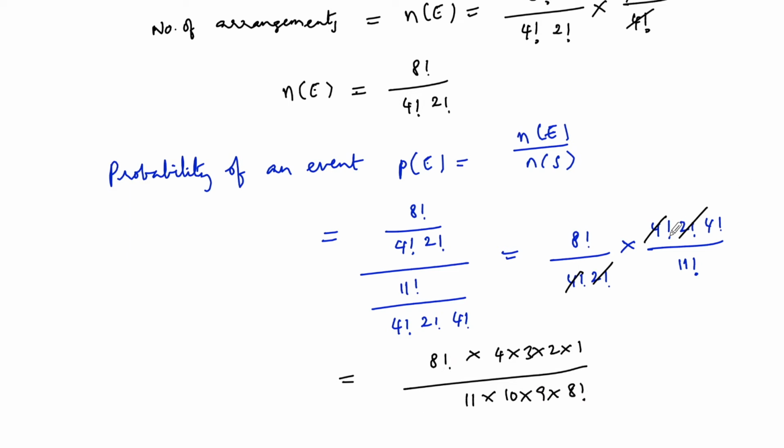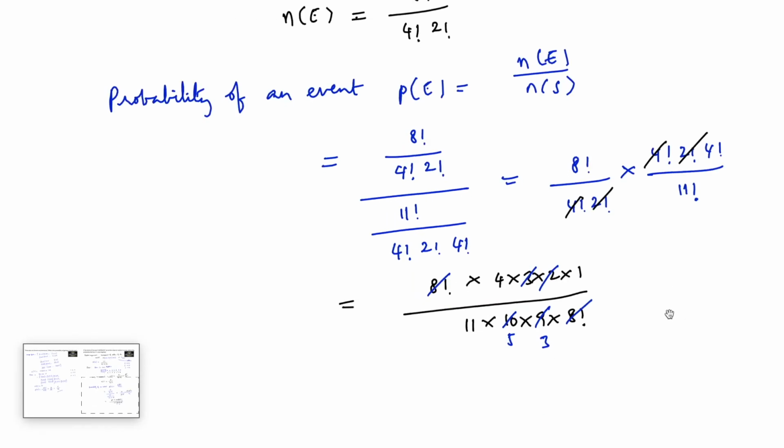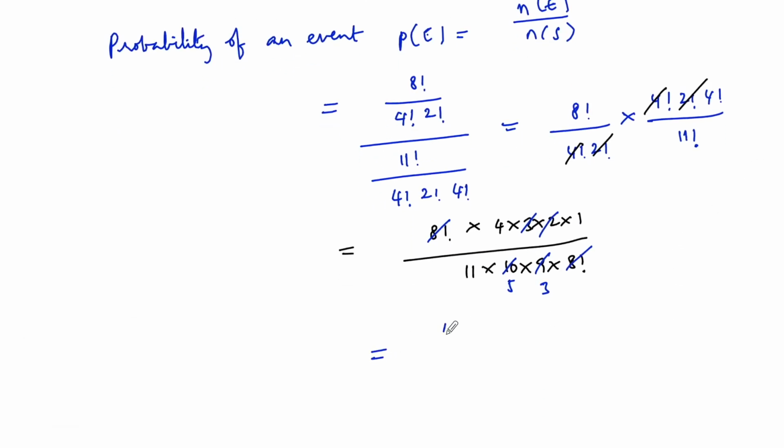So 8 factorial gets cancelled, and here 4 twos, so we can cancel here 2 fives, and again 3 times, so we can write it as 4 divided by, 11 fives are 55, and 55 threes are 165. So we can give the answer, the probability of the event is 4 divided by 165.